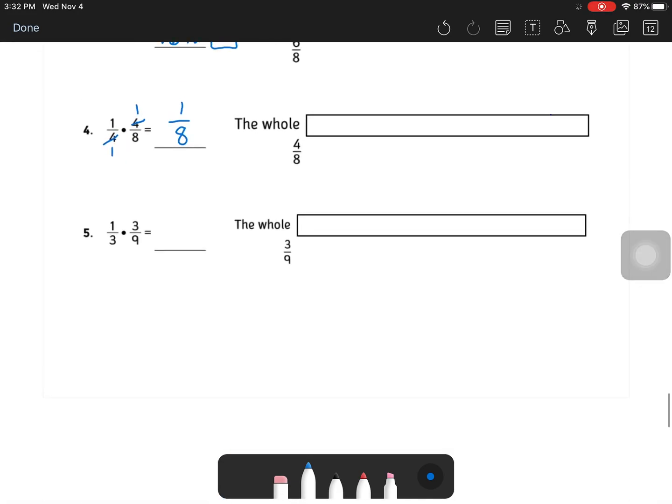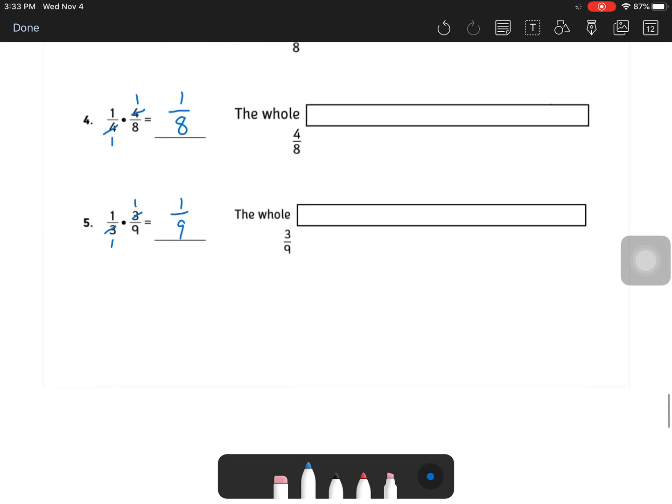Okay. All right, next one. It looks like we can do this again. We've got 3's here, right? So let's cross out those 3's, make them 1s. 1 times 1 is 1. 1 times 9 is 9. There's my simplified answer.